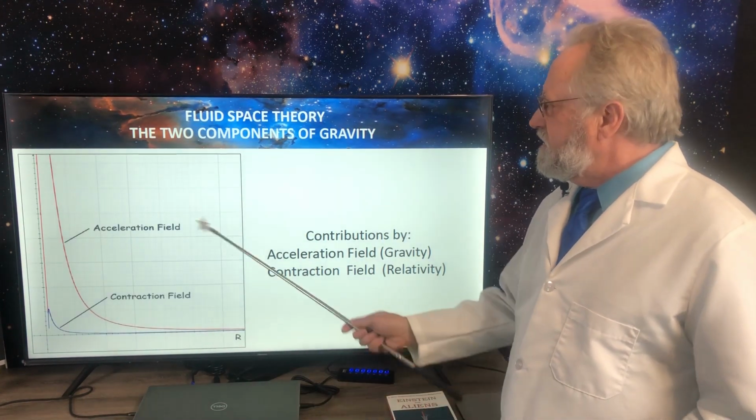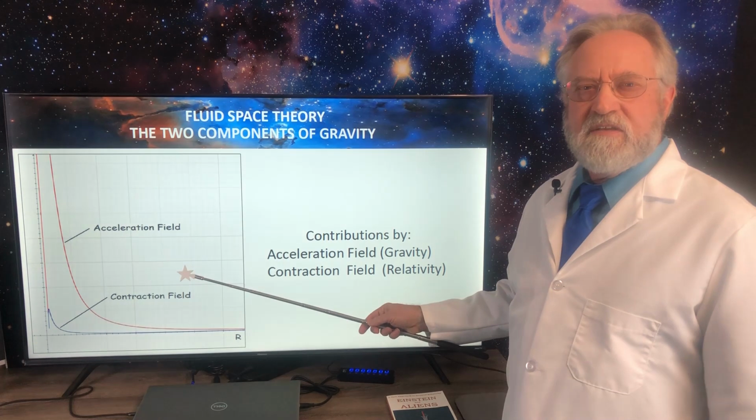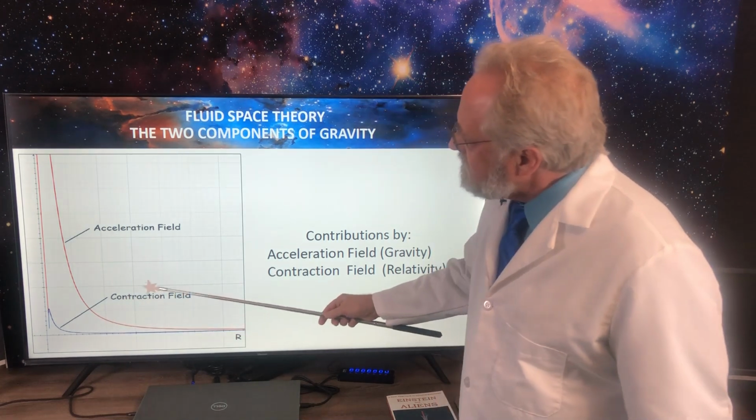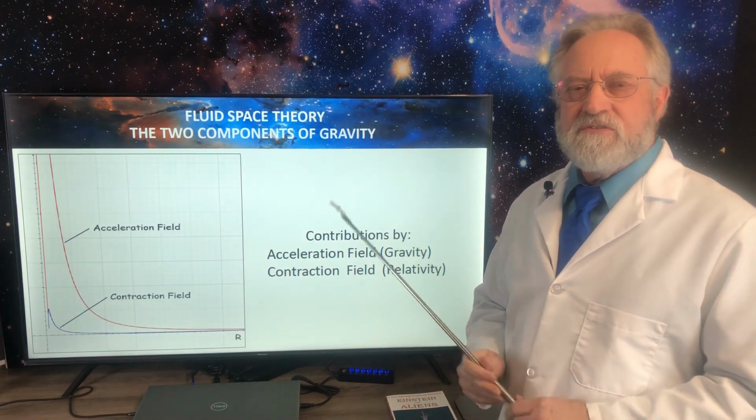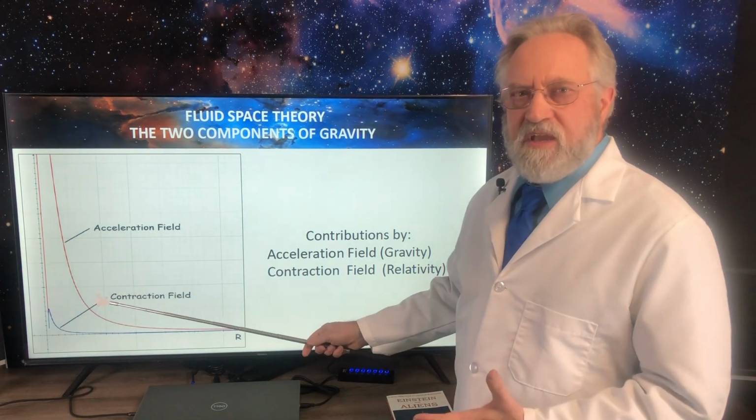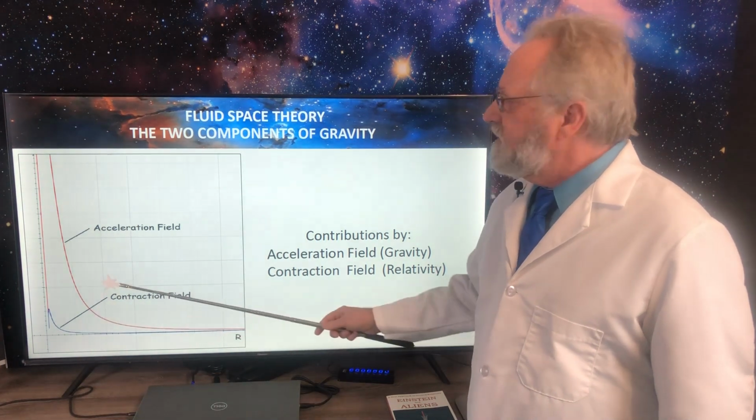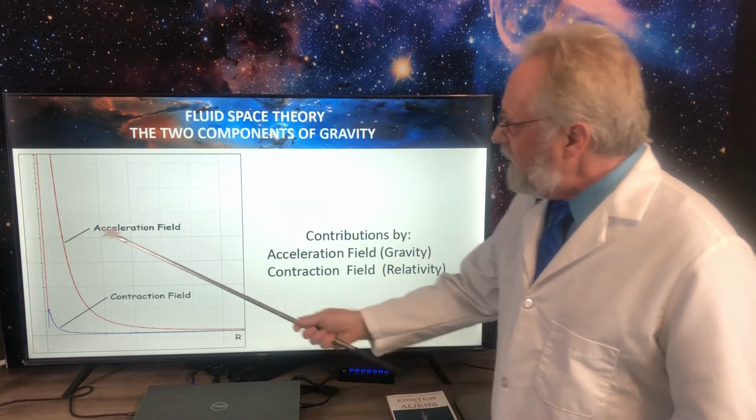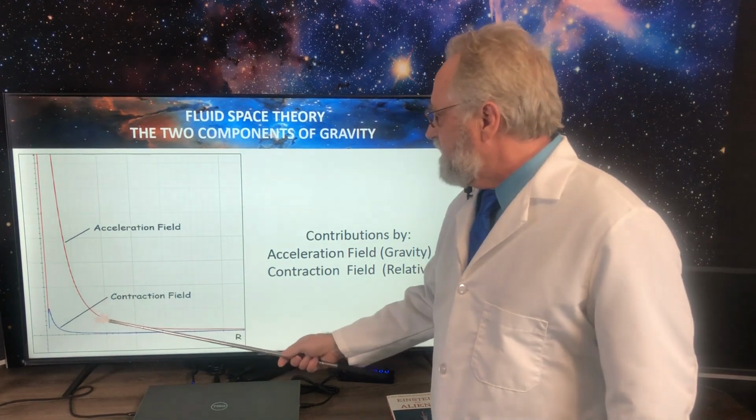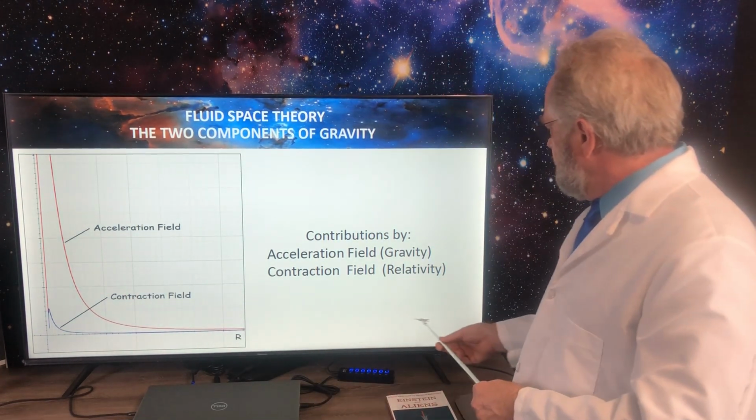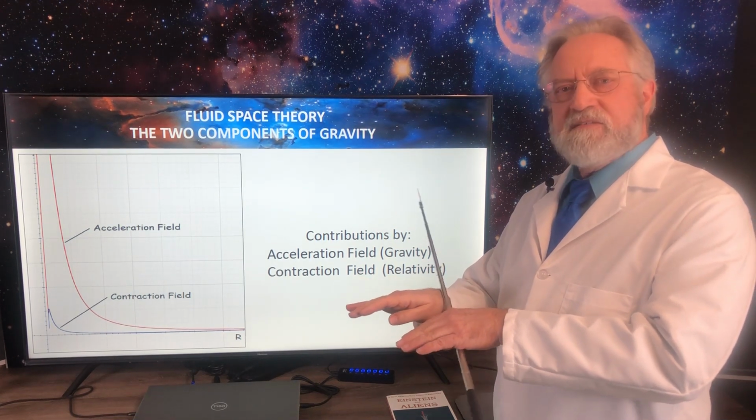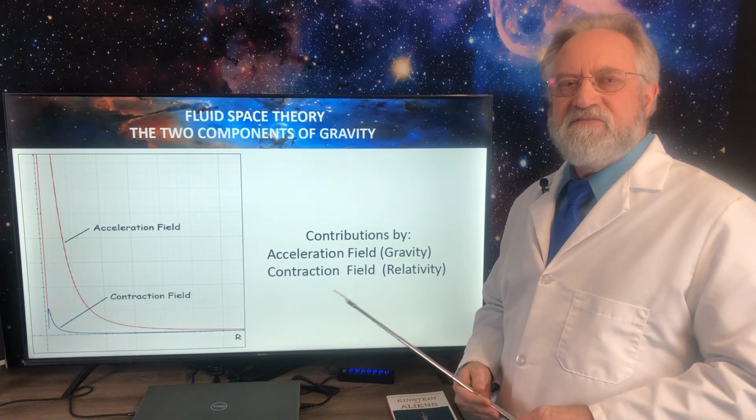In this chart, I've plotted the acceleration field, which is relativity-corrected Newtonian gravity, and I put the contraction field in there with it. And this is kind of like trying to show an elephant and a flea in the same picture. The acceleration field is way bigger than the contraction field, so it goes way off the chart. But there are different ordered curves, and the acceleration field is going to drop off faster than the contraction field. So way out at some long radius, the contraction field will cross over above the acceleration field contribution to an orbital velocity.